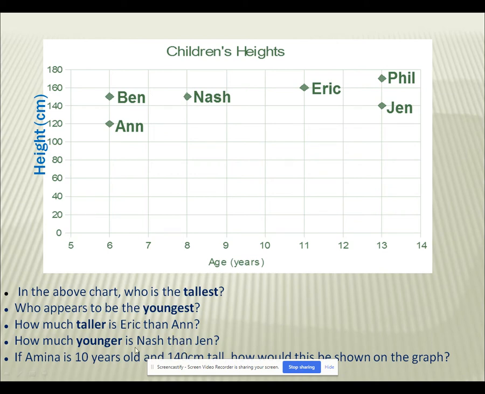And then here's our last question. If Amina, who's not on the graph, is 10 years old and 140 centimeters tall, how would this be shown in the graph? If she's 10 years old, she would have a point. She'd be over at 10, and 140 centimeters, her point would be right there. So you've got to be able to look at a scatter plot and answer questions like that about what's going on in the graph. Hopefully you got all of those right.